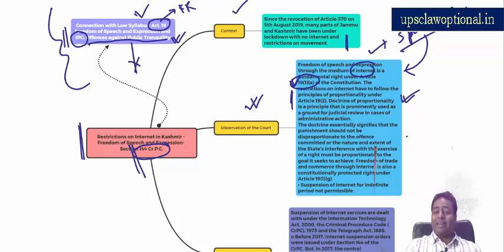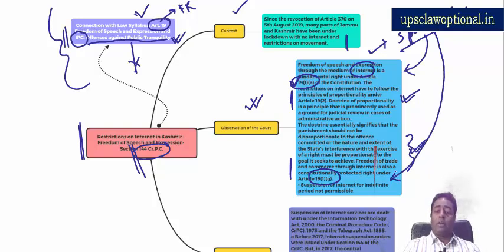So the court says that the state's interference with the exercise of a right must be proportionate to the goal it seeks to achieve. Freedom of trade and commerce through the internet is also a constitutionally protected right under Article 19(1)(g). Now you see, it's another aspect beyond speech and expression which the court brings in here. Apart from speech and expression, even trade and commerce is protected under Article 19(1)(g), and the internet has a very close connection with trade and commerce these days, which is absolutely true. Every day we order something from Amazon or Flipkart and get it delivered to our home. So if you don't have internet, trade and commerce, as on today, certainly gets affected.